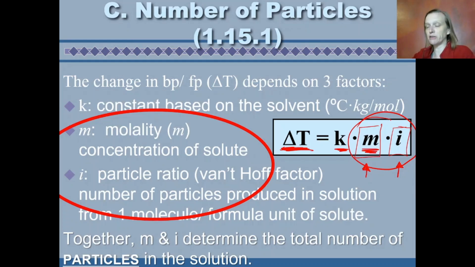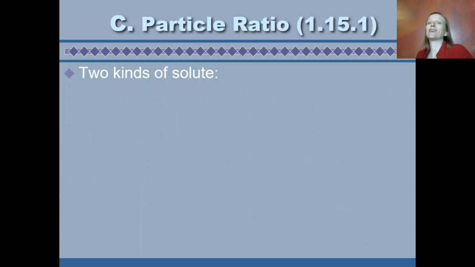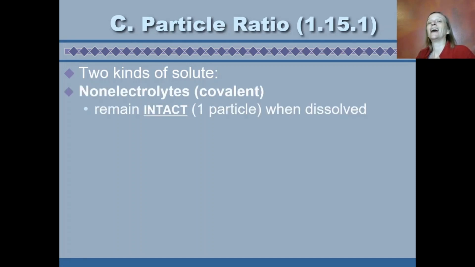Before we go into too much detail about the Van't Hoff factor, you need to know that there are 2 kinds of solute. You can either have a non-electrolyte, which would be a covalent particle. Those sorts of solutes stay intact. They just stay as one particle when you dissolve them in water. An example of that would be sugar. Sugar, when you dissolve it in water, stays as a single molecule. It doesn't break up into ions. It's a covalent substance.